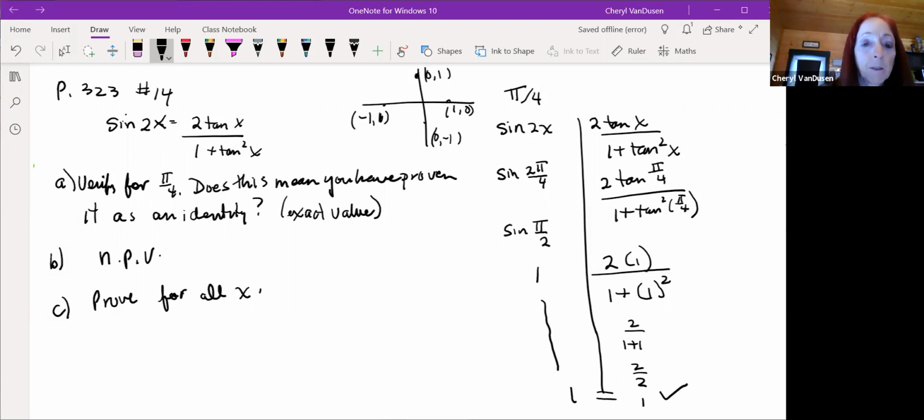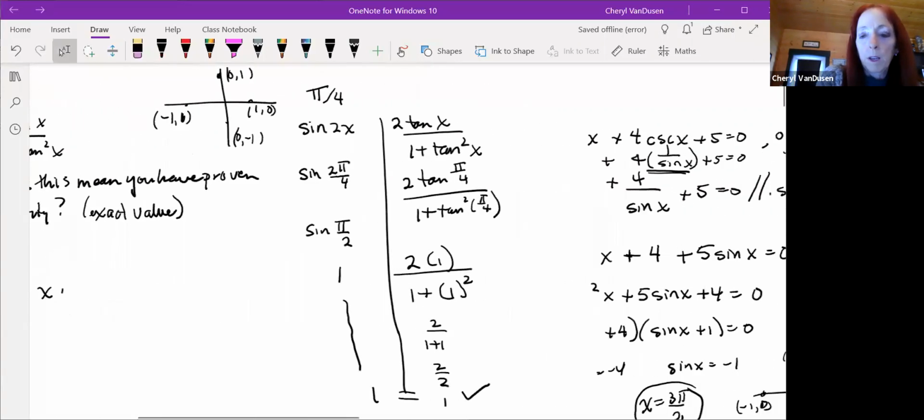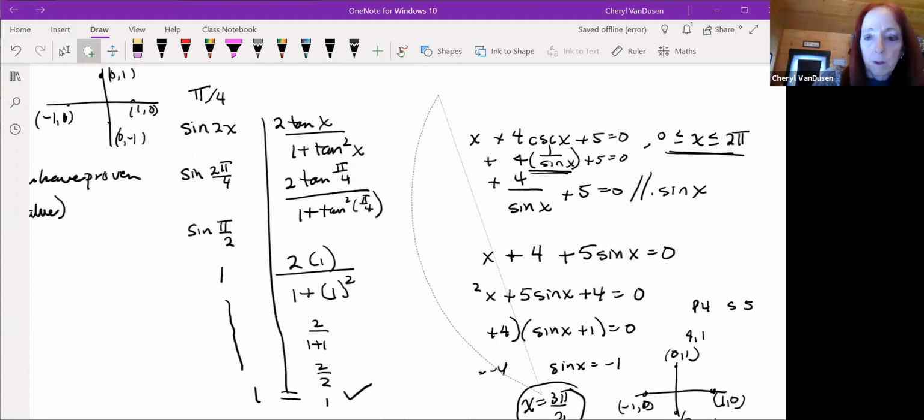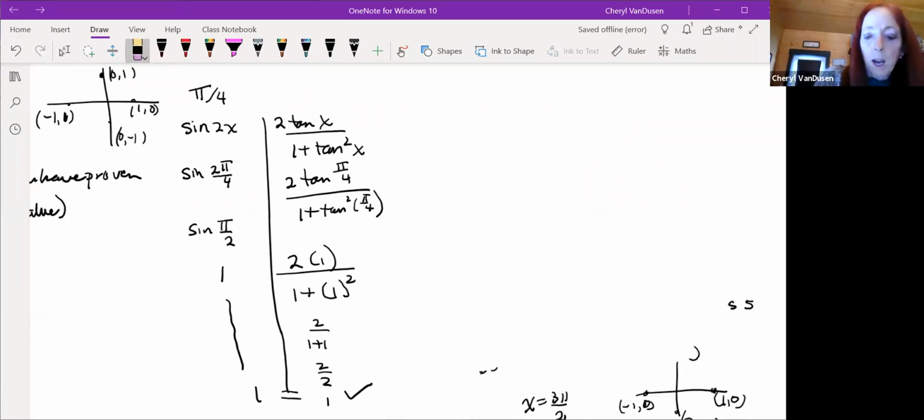Now, does this mean you've proven it as an identity? No, what this means is we've proven that this works for pi over 4. It doesn't work for every single value because, you notice, someone asked me at the beginning to talk about tan graphs. This is a good spot to pull it into this question. Tan graphs have non-permissible values. Before we actually go to part B, just as an aside here, let me erase a few little things because I'm moving into what I had on the board.